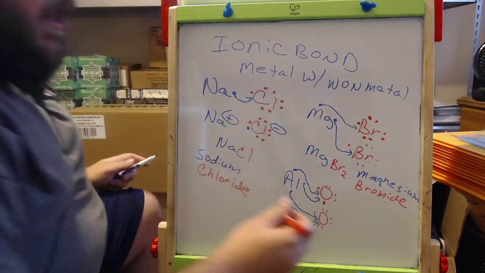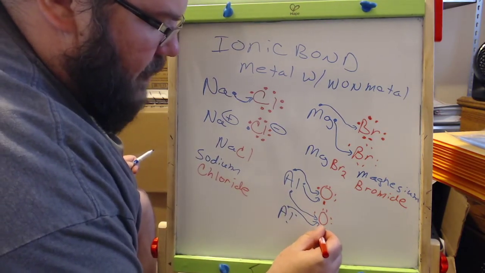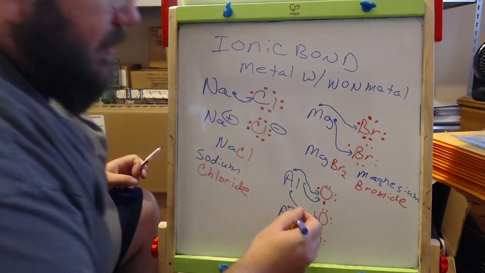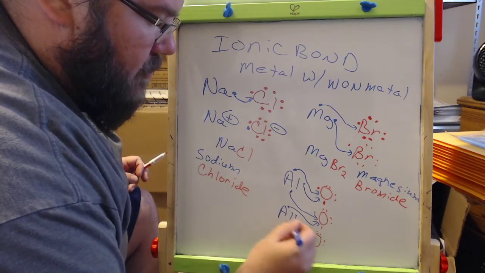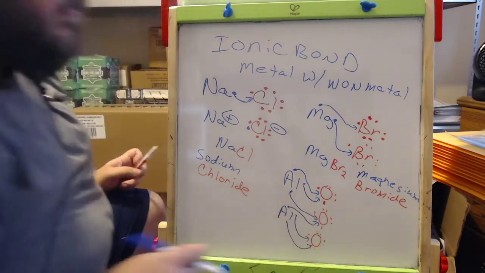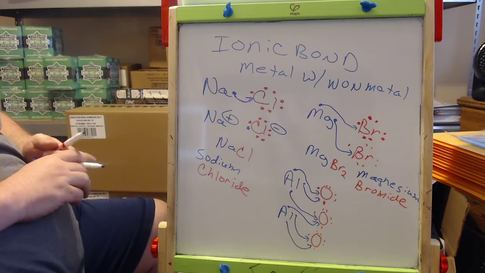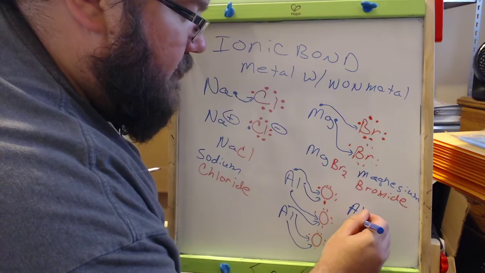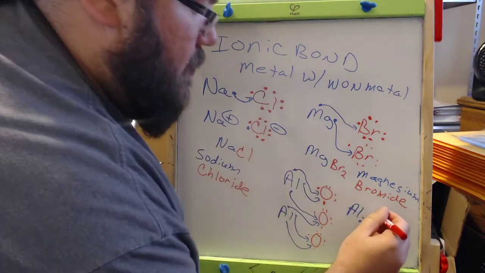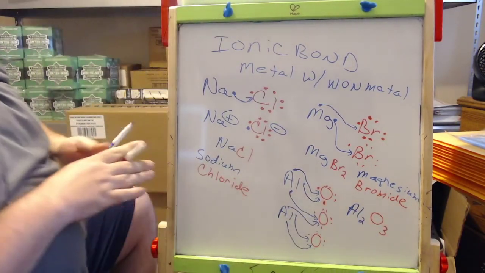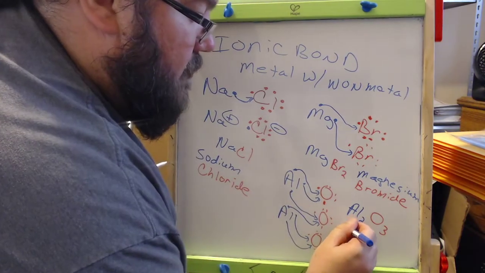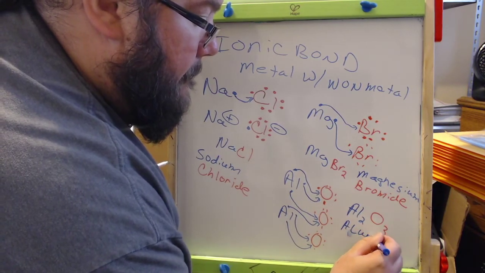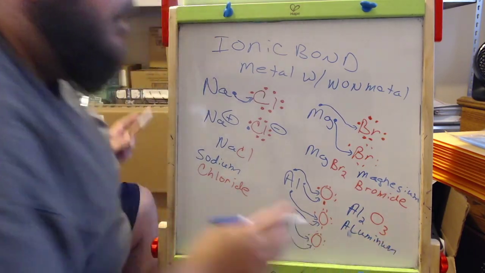I gave up 1 and I want to give up 2 more. So what do? We got to draw another oxygen in. Okay, we draw another oxygen in. And like so. And we're left with Al2O3, which is known as aluminum oxide.